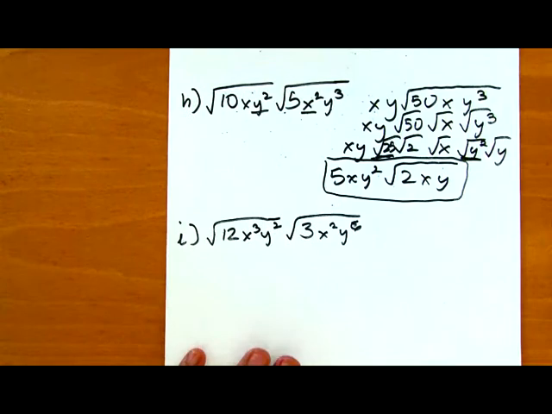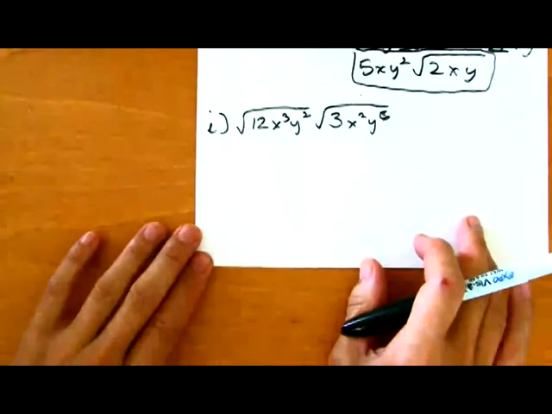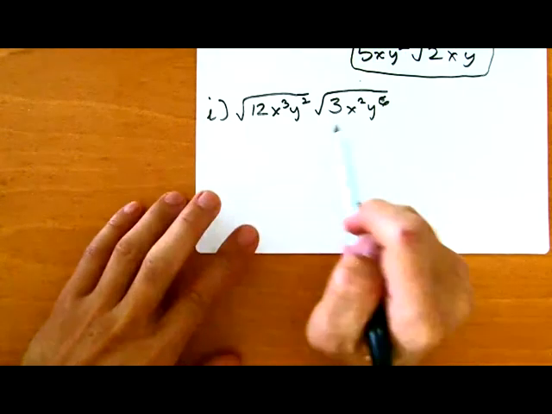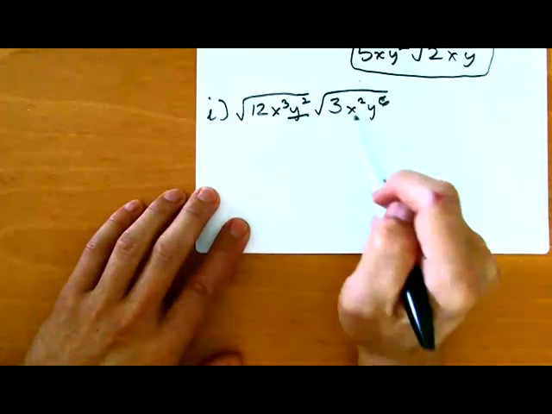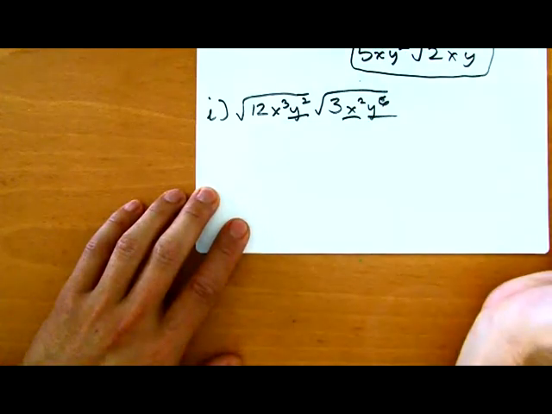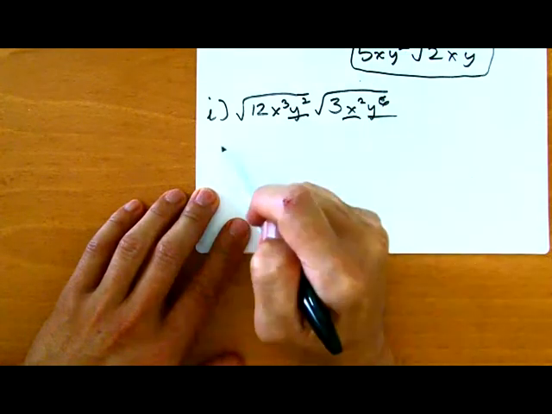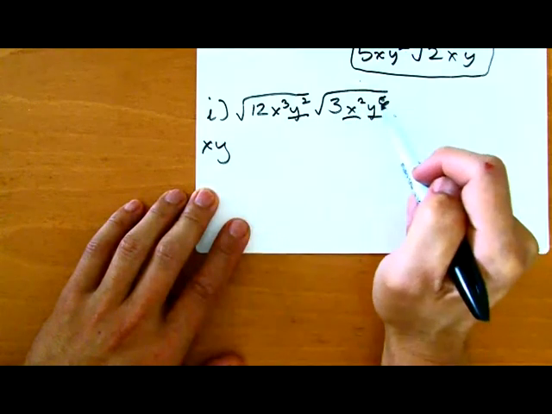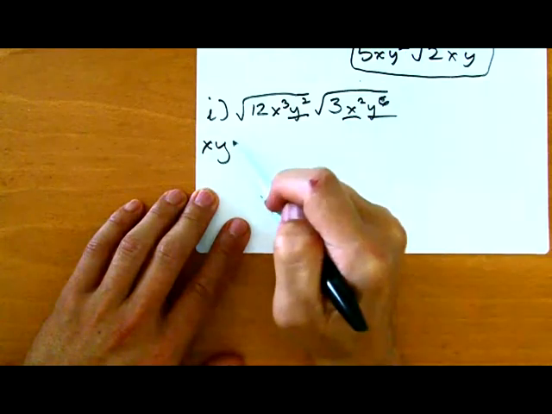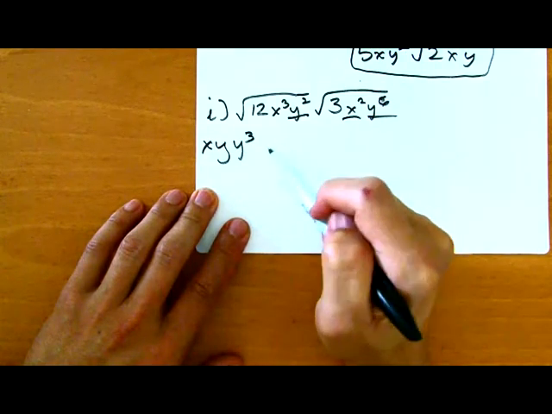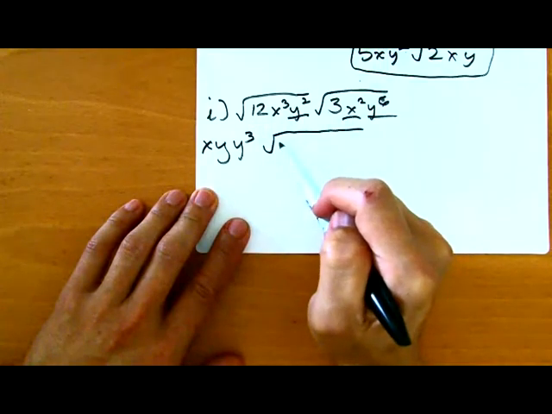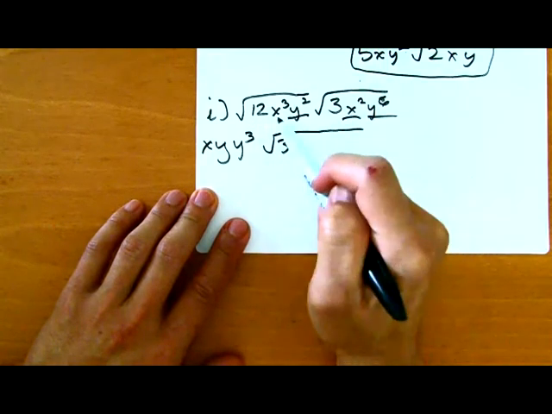One last one. Before we start, these can be simplified. Y to the second is y. Square root of x to the second is x. Square root of y to the 6 is y to the third. If we multiply the rest, 12 times 3 is 36, and x to the third.